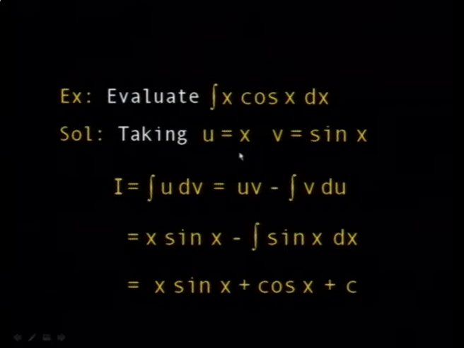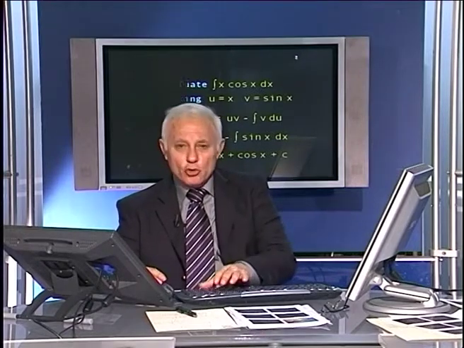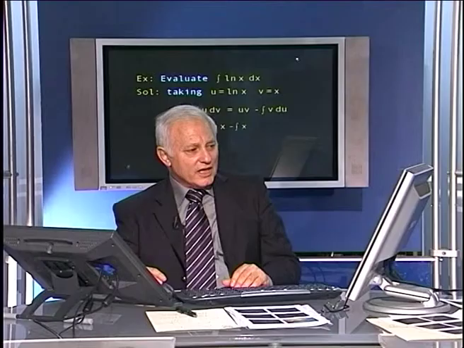It is equal to u times v, in other words, x times sine x, minus the integral of v times du. v is sine x, du is dx. So you see now, it has been much simplified. So your original integral will become equal to x sine x minus the integral of sine x, which is minus cosine x, and you end up with this integral. So you see the choice of u and v is crucial in order to simplify the integral.